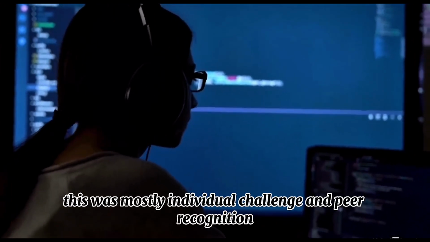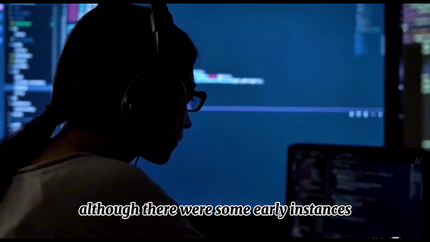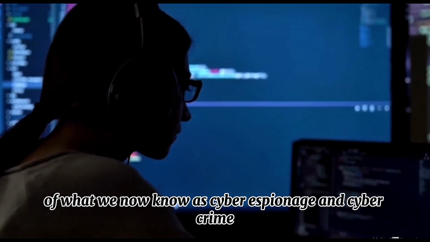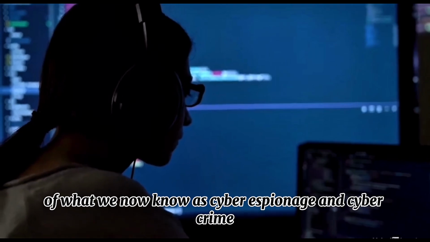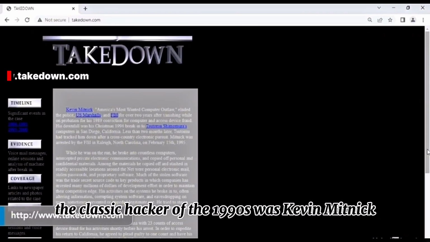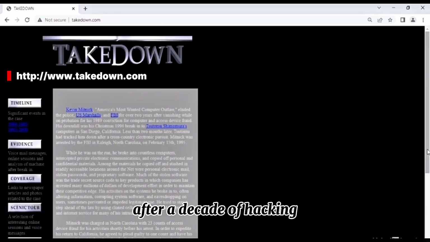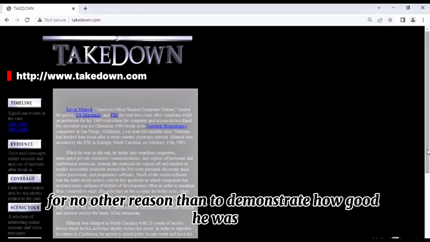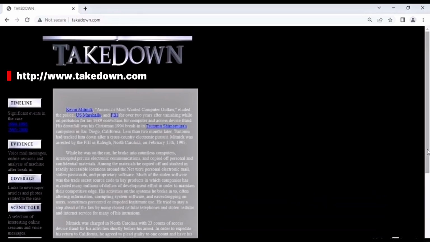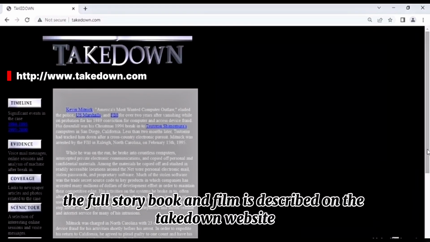This was mostly individual challenge and peer recognition, although there were some early instances of what we now know as cyber espionage and cybercrime. The classic hacker of the 1990s was Kevin Mitnick, otherwise known as Condor. After a decade of hacking for no other reason than to demonstrate how good he was, Mitnick was finally caught and sentenced to 3 years jail time. The full story, book and film is described on the Takedown website.